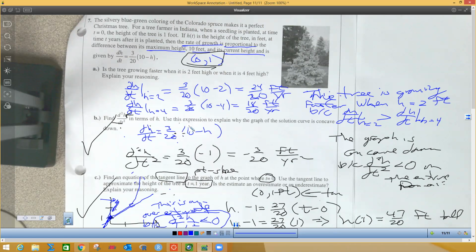And again, I probably should have distributed the 3/20 into here. So this would have been, let's see, that 10 would reduce that to a 2. So this would have been 3/2 minus 3/20 h.